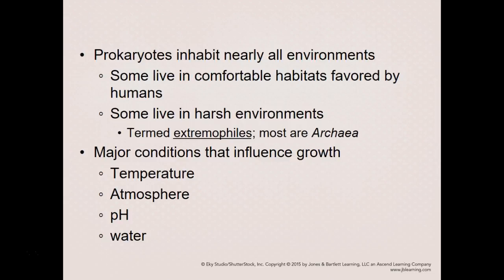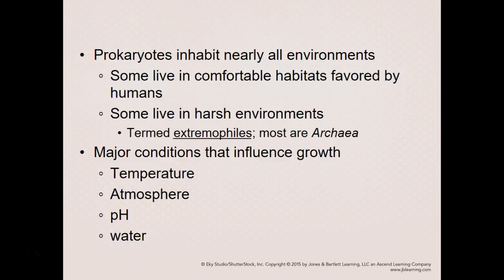So we're going to look at 4 basic variables that influence growth rates of microorganisms. Their temperature. Remember, we use an incubator that allows microbes to grow most effectively. The atmosphere, the amount of oxygen in the environment. The pH, so how acidic or alkaline the environment is, and the amount of water, so osmotic pressure, how much water or salt is in the environment.